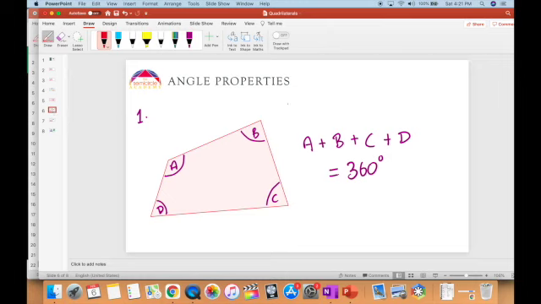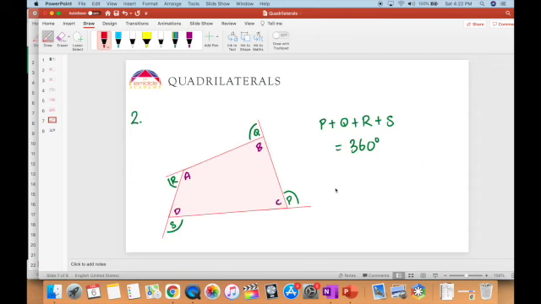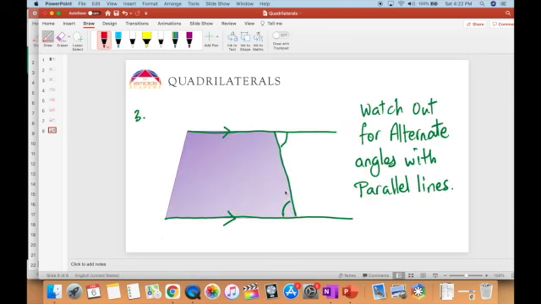So we have a couple of angle properties. The first one is a real obvious one: the angles inside of every quadrilateral will always add up to 360 degrees. And I think everybody here knows that. So that is one angle property. Another one is that the external angles of every quadrilateral will also always add up to 360 degrees.